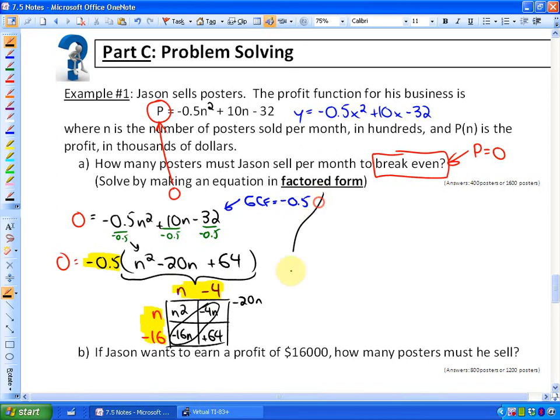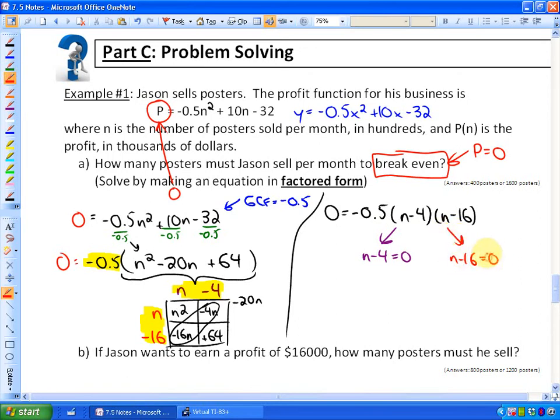So our equation at the moment is a profit of 0 is equal to a factor of negative 0.5, a factor of n minus 4, and a factor of n minus 16. So the solutions here would be when n minus 4 equals 0, you can look at previous lessons for this, or when n minus 16 equals 0, which gives you, if we solve for n, the first one n is equal to 4, and solving for n in the second factor would be n is equal to 16. So those are the two values of n that give you a profit of 0.